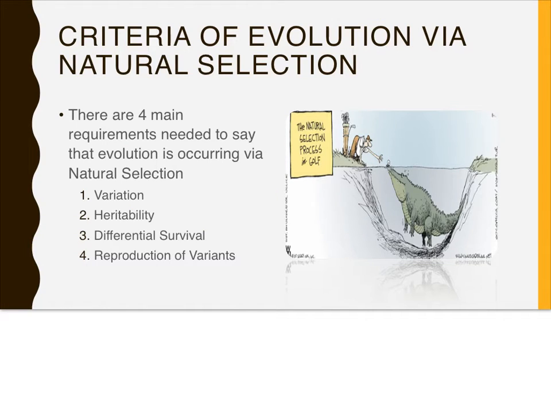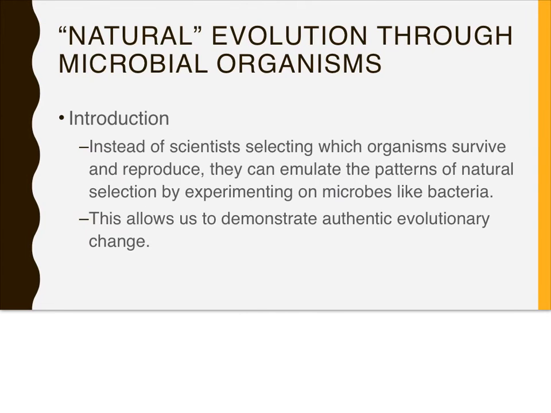Criteria of evolution via natural selection. There are four main requirements needed to say that evolution is occurring via natural selection. They are 1. Variation, 2. Heritability, 3. Differential survival, and 4. Reproduction of variants.